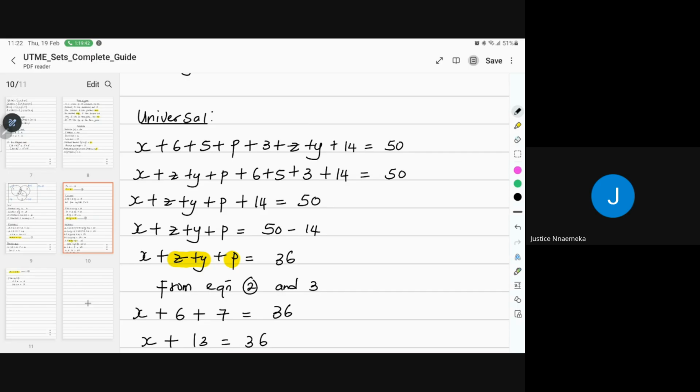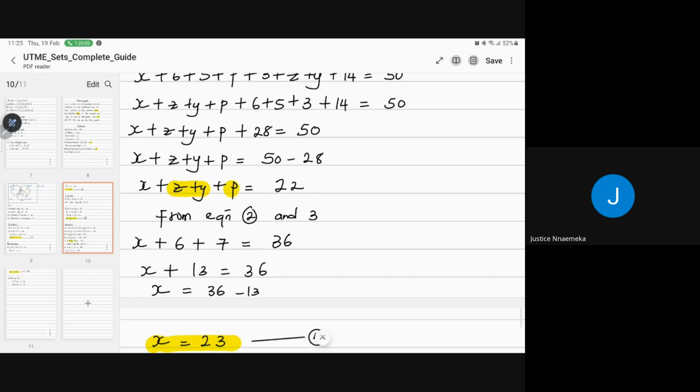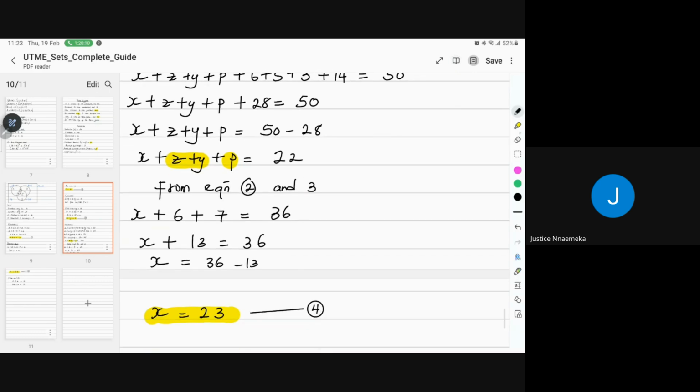So I have 14 plus 14. Everything here should give us 28. Then 50 minus 28 will give us what? 22, right? Good. So now we can plug in those values that we saw. That was a very costly mistake. So now 22 right here.